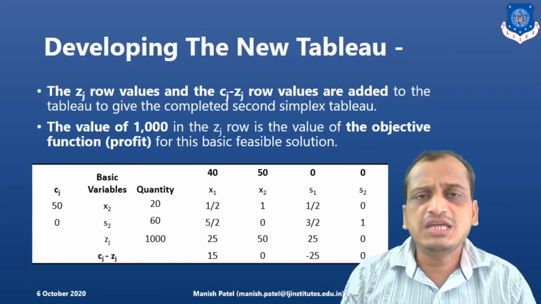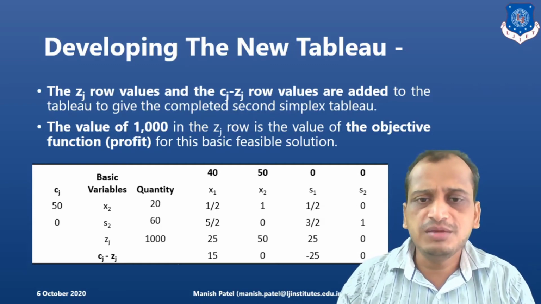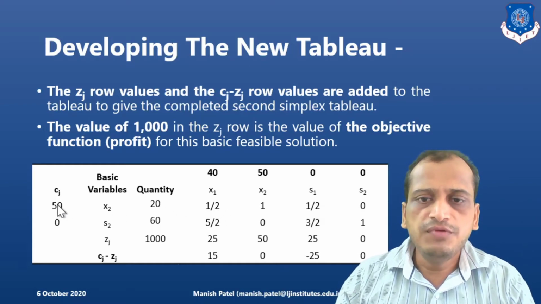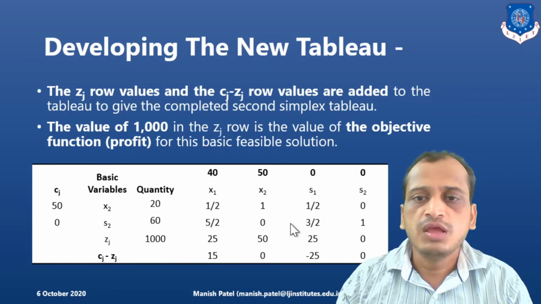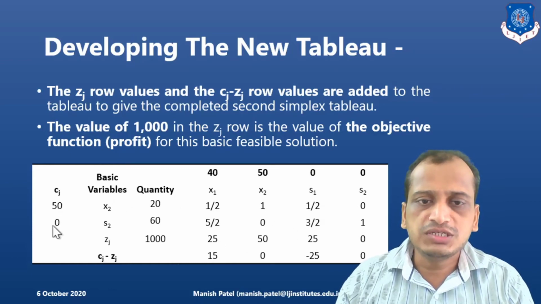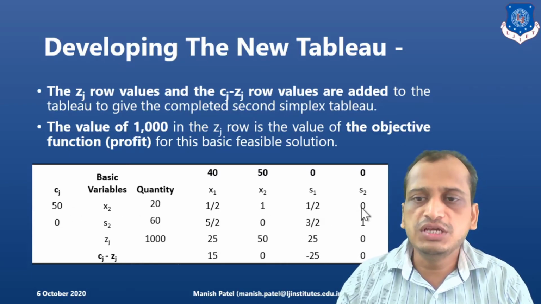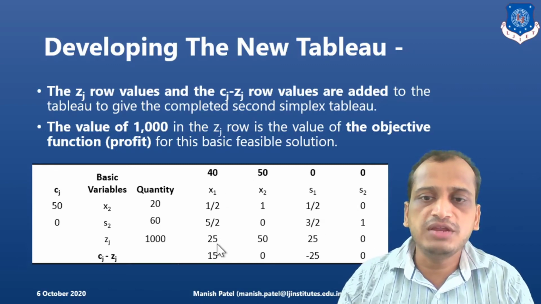Now what is the next step? The next step is to find out Zj and Cj minus Zj. So how do we find it? Zj is nothing but the multiplication here. If you see 1 by 2 into 50, which is nothing but 25, plus 5 by 2 into 0, which is 20. Clear? Same way, 1 into 50 plus 0 into 0, which is 50. 1 by 2 into 50 is 25, plus 0 into 3 by 2 is equal to 25. 50 into 0 plus 1 into 0 is equal to 0. What is Cj minus Zj? 40 minus 25 is 15. 50 minus 50 is equal to 0.